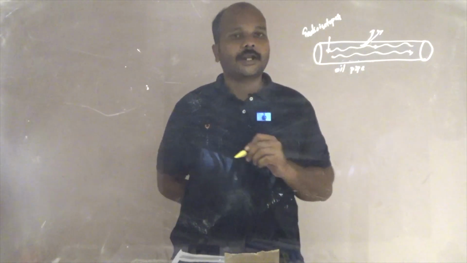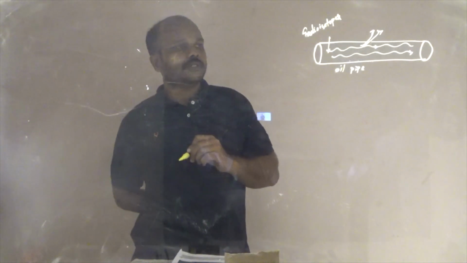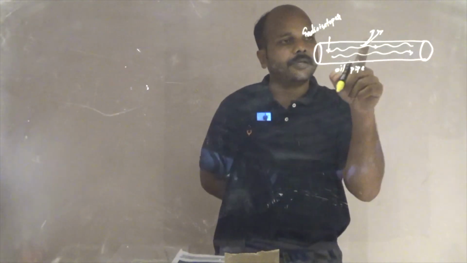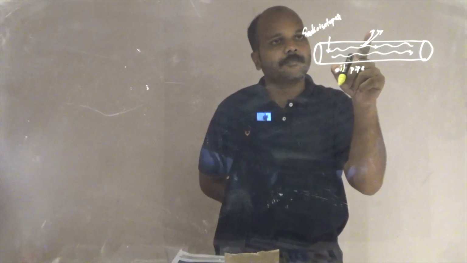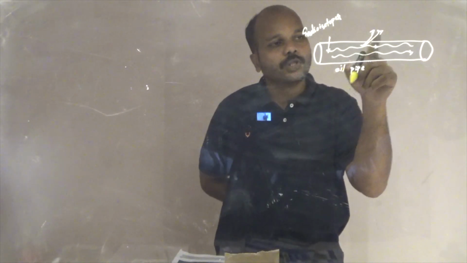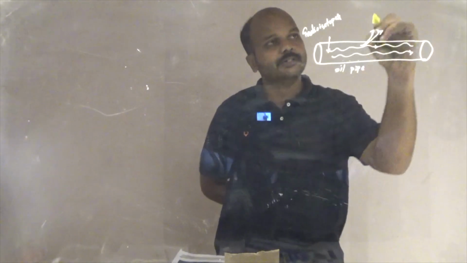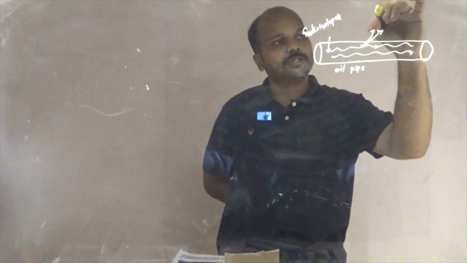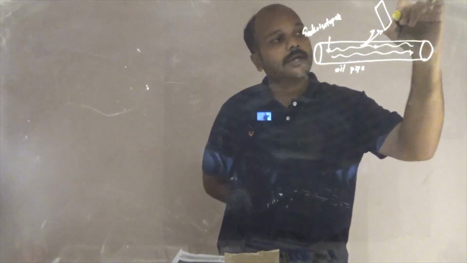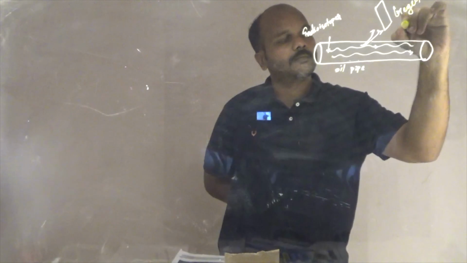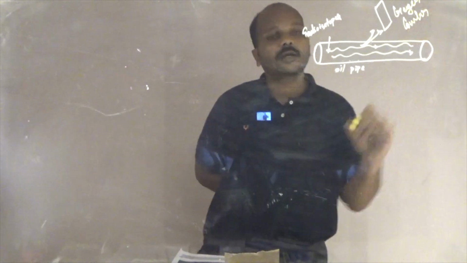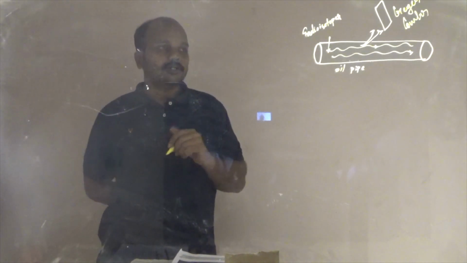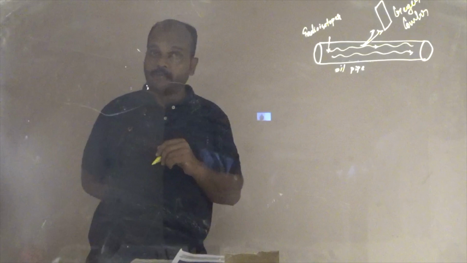This radioisotope passes through the oil pipe, and through the leak it will be releasing the radiation. You can detect it using a Geiger counter. A Geiger counter is an apparatus using which we can detect the presence of radiation.